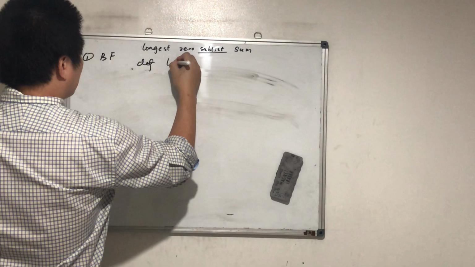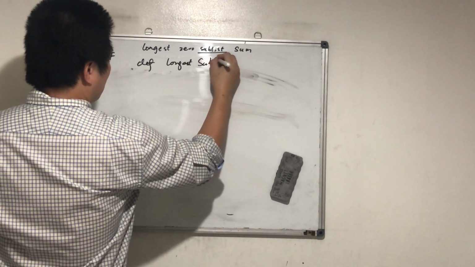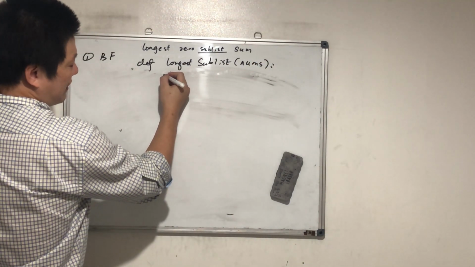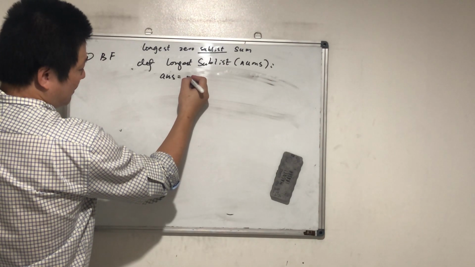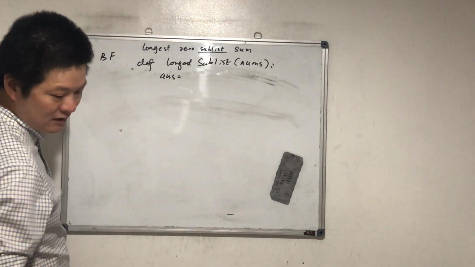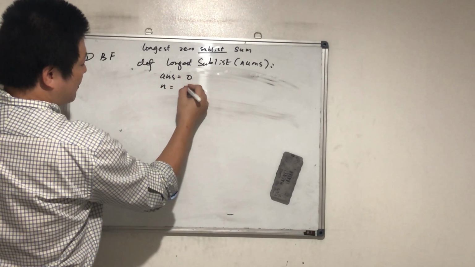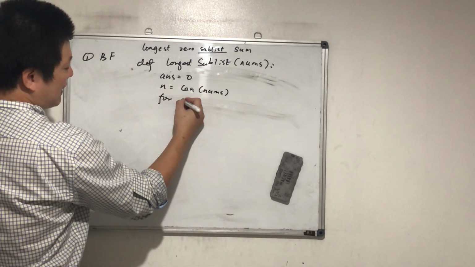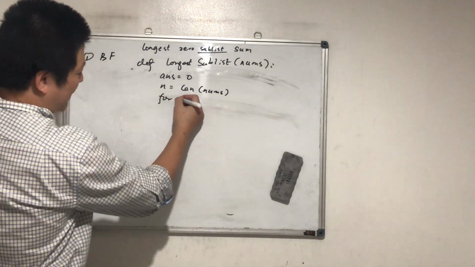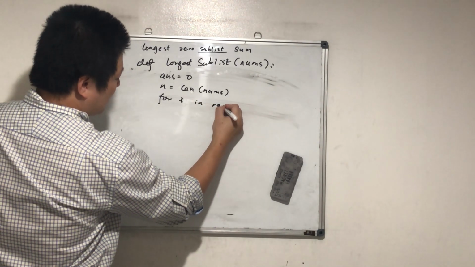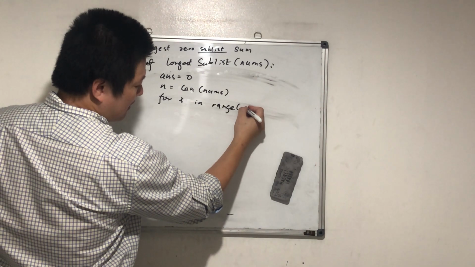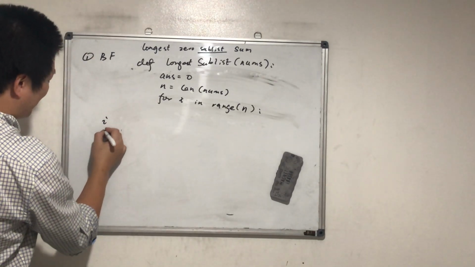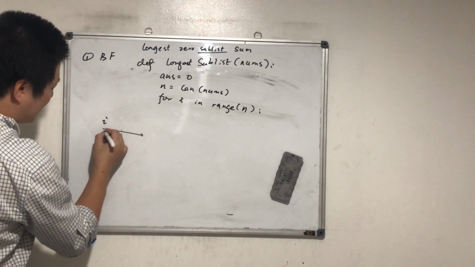Define longest sublist of nums. At the beginning, we want to have this answer. Answer equals what? 0. N will be equal to the length of nums. Okay, so for I in range N, I will be the left.